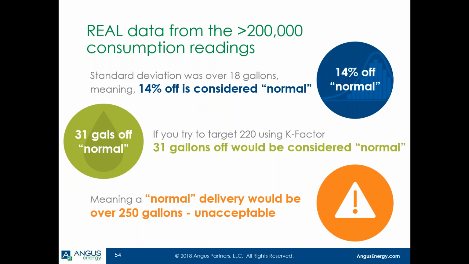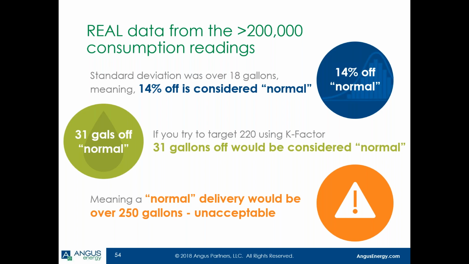What that means in layman's terms is this. If you thought you were delivering 220 gallons, it would be considered normal to deliver 251 gallons or to deliver 189. Okay, so I'll repeat that. If you thought you were delivering 220 gallons, it would be considered normal if you ended up delivering between 189 and 251. So what do we do in our industry?